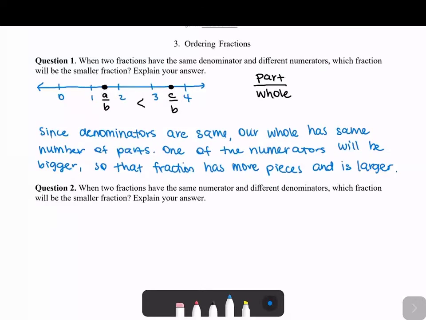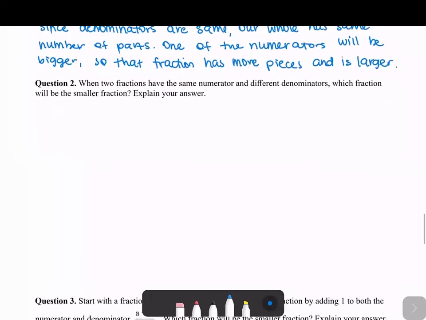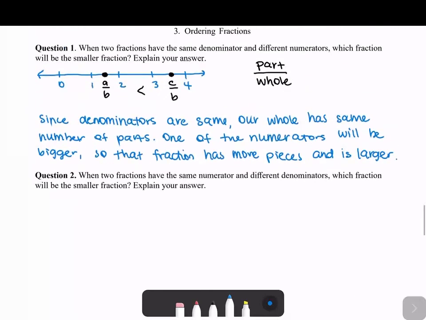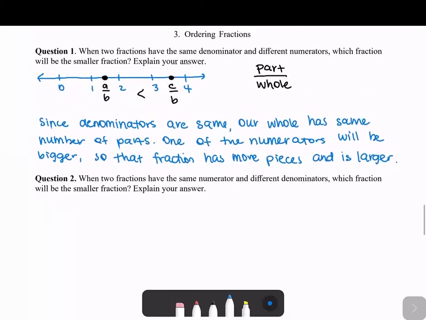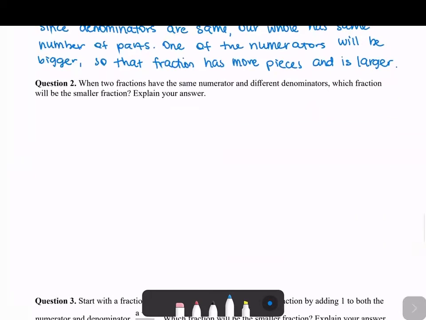Okay, so question 2 says if the fractions have the same numerator and different denominators, which fraction will be smaller? If they have different denominators, then their whole has a different number of parts. I think a way to visualize what's going on here is to draw a picture.